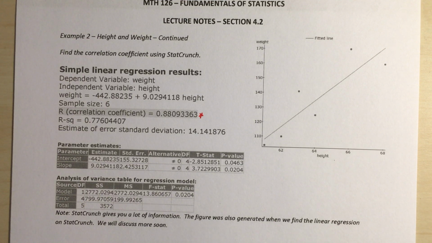And if we rounded this 0.880933363 to 3 decimal places, we would get the 0.881 that we just got in our calculation that we did in our table by hand to come up with our correlation coefficient.